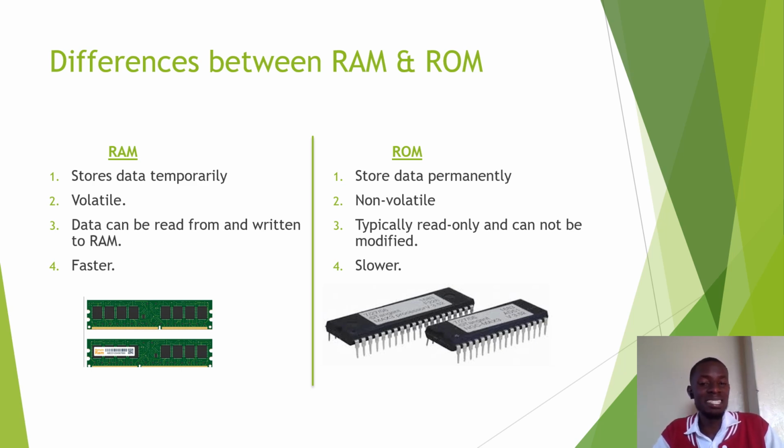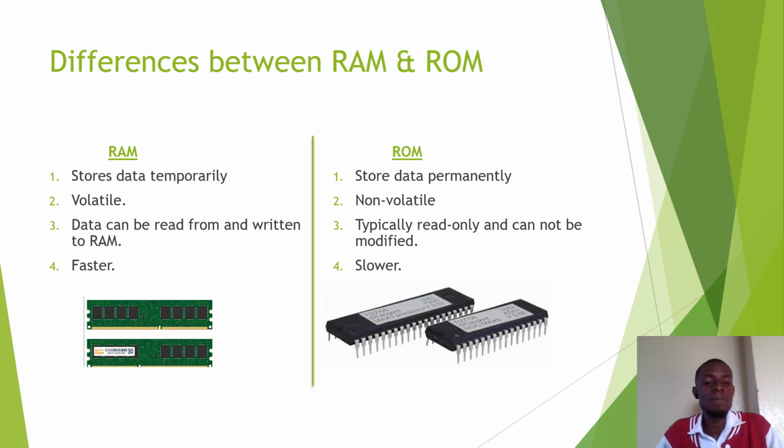The other one is the volatility. RAM is volatile, meaning the information is lost when the power goes off, while the ROM is non-volatile. The information is not lost when the power goes off. That's what it means by non-volatile.